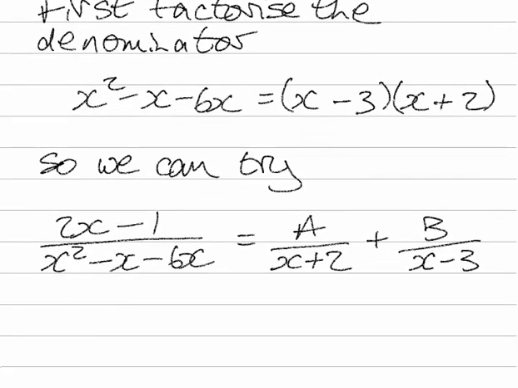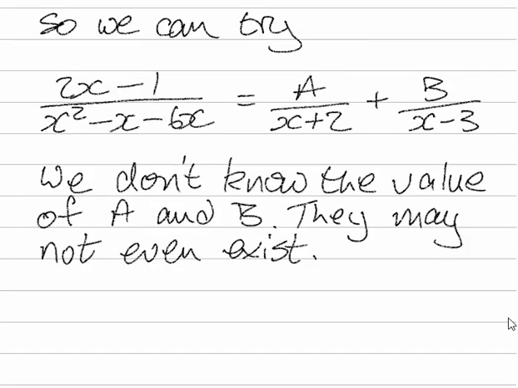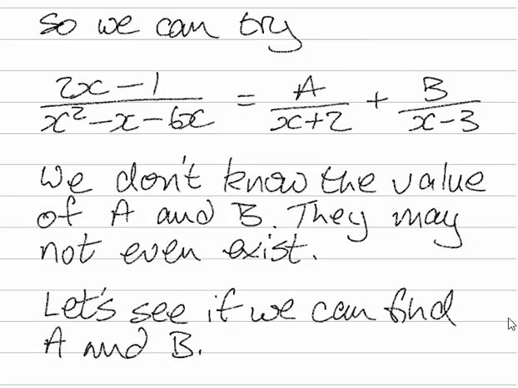Now we can write 2x minus 1 over x squared minus x minus 6 is equal to a over x plus 2 plus b over x minus 3, where a and b are two constants that we don't know yet. So now we need to see if we can find a and b.